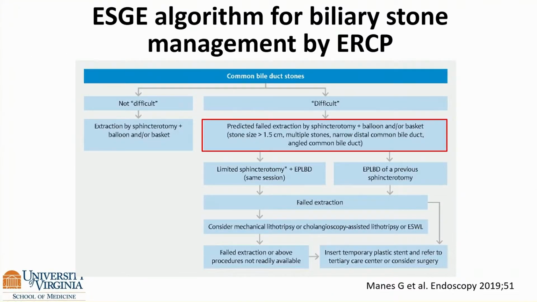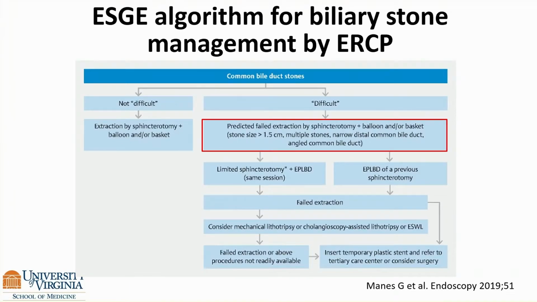So this is an algorithm from the ESGE's 2019 guideline. And I'll focus on the right, where we're talking about difficult stones, where they define these as stones greater than 1.5 centimeter, multiple stones, narrow distal common bile duct, or an angulated distal common bile duct. And in these cases, a limited sphincterotomy with endopapillary large balloon dilation in patients who have not had a sphincterotomy, or if you've had a sphincterotomy, endopapillary large balloon dilation can be performed.